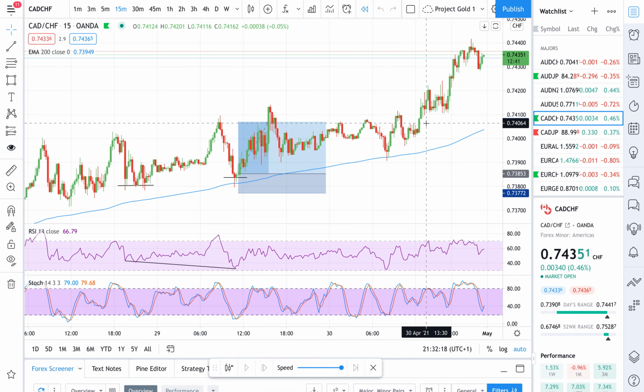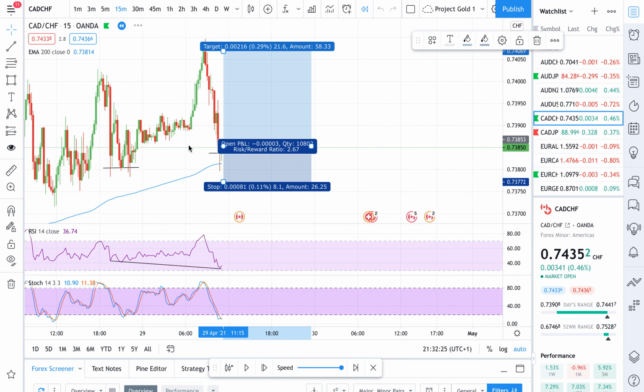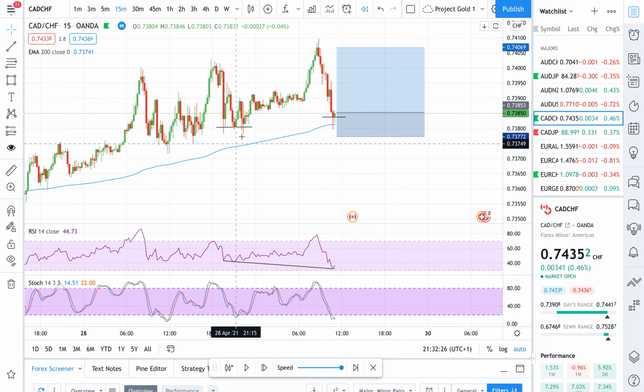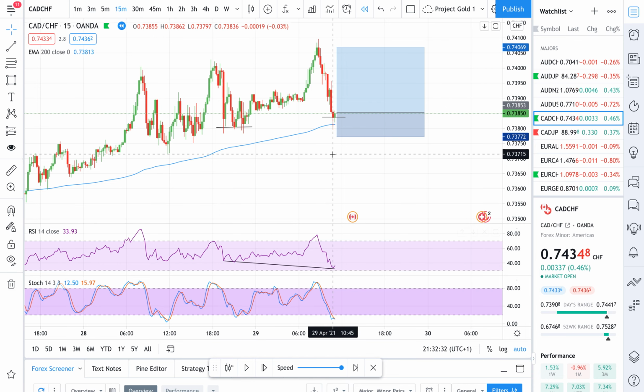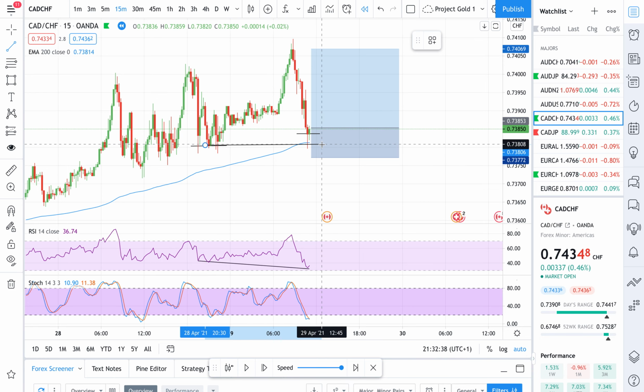Now we're on CAD Swiss franc. And as you can see, very similar setup, guys. This one was quite close in terms of the divergence. We got a very small higher low and a massive divergence lower low on the RSI. So you can see we are slightly above this previous low.